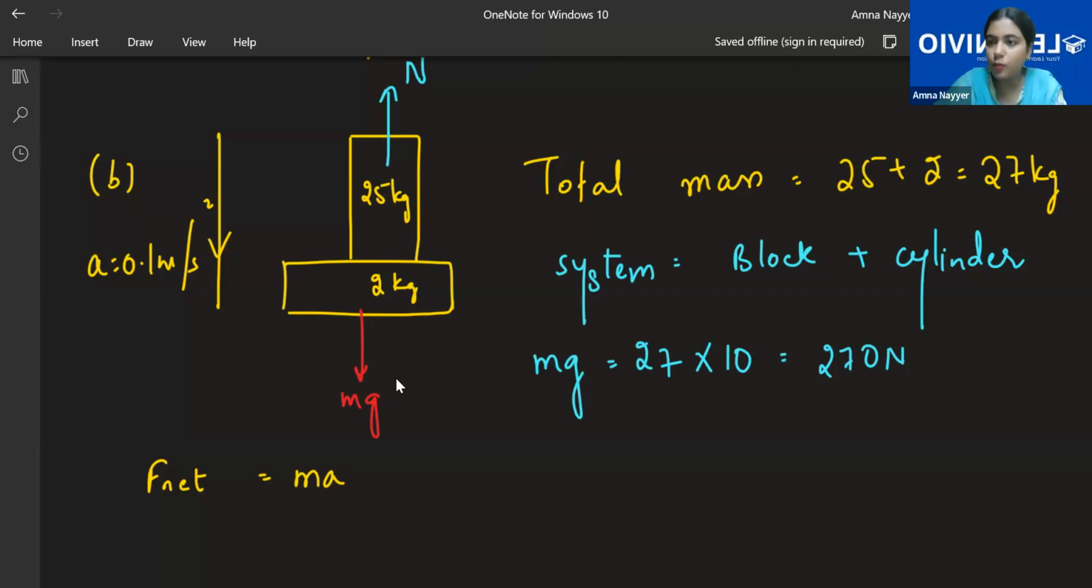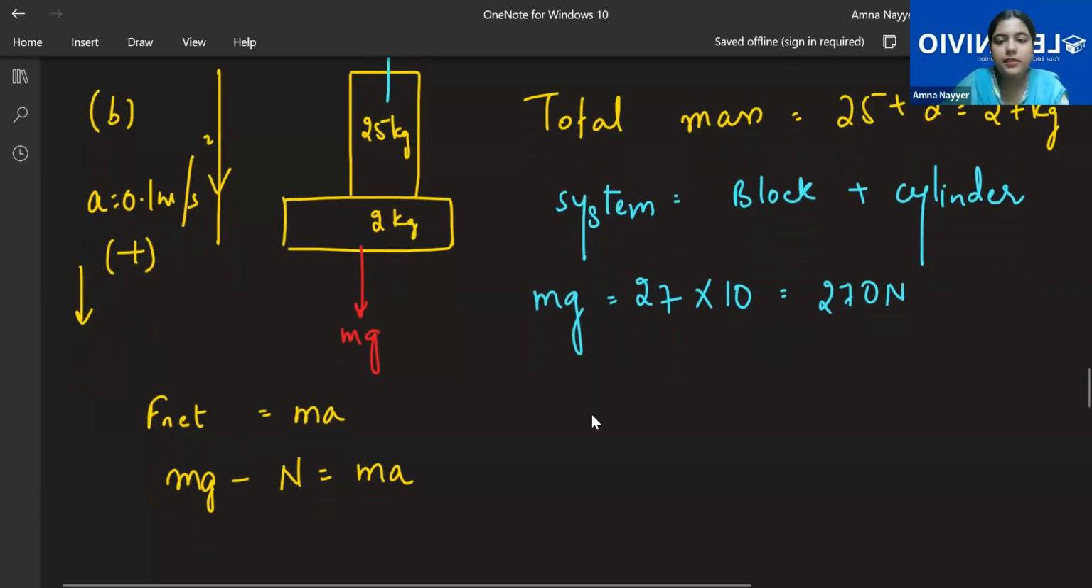That's why the system went down, right? If this normal reaction was so strong, it wouldn't have let the floor break off. Acceleration is there, and this direction will be positive. So if two forces are acting, what is my net force? This is simply mg minus normal reaction equals ma, the same equation that we have studied.